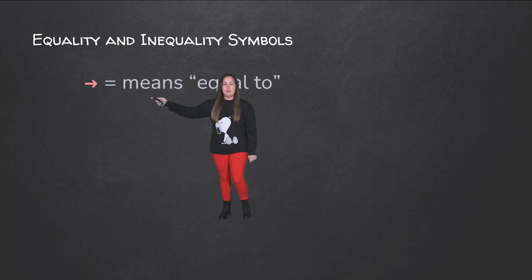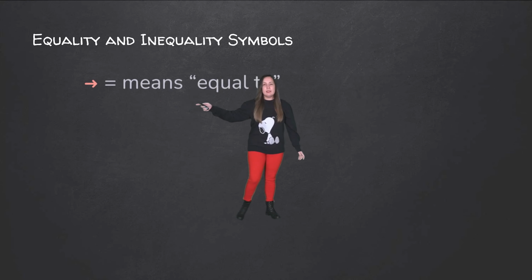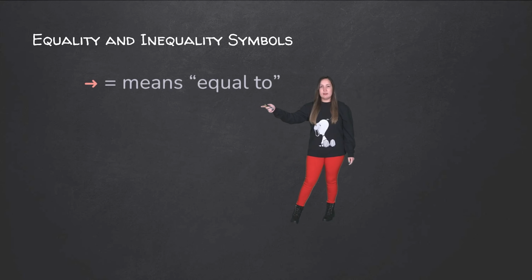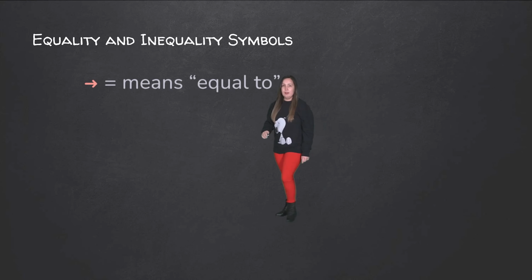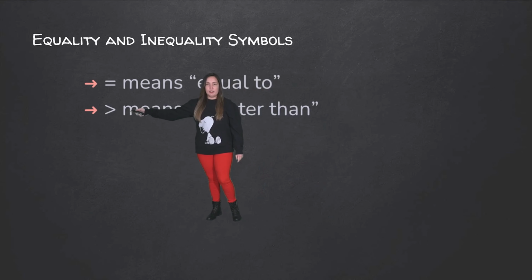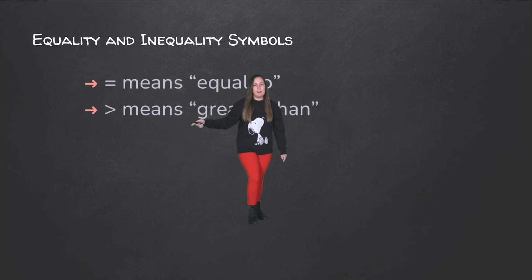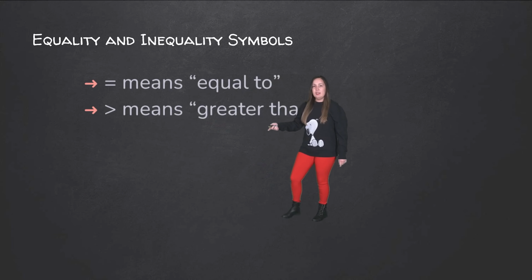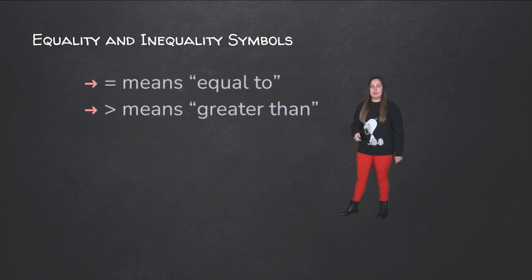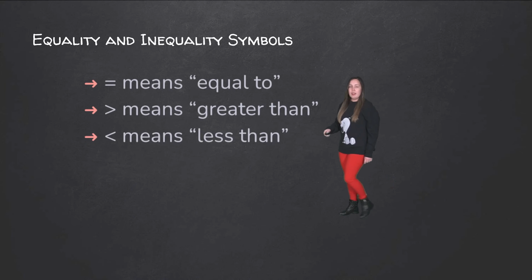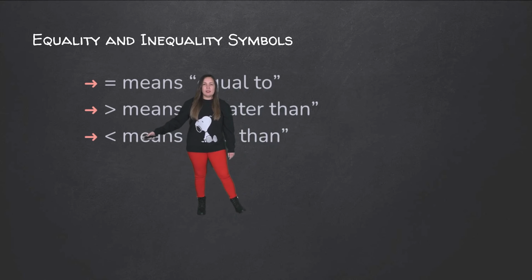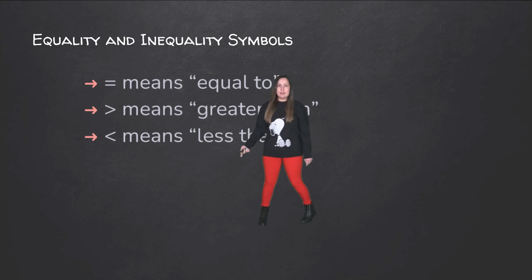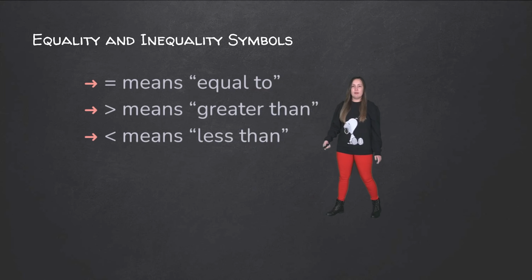Firstly, we have the equal sign, which means that two numbers on both ends of it are equal to each other. Then we have our greater than sign, which means that the first value we're given is greater than our second value. Then we have our less than symbol, which means that the first value we're given is less than our second value.